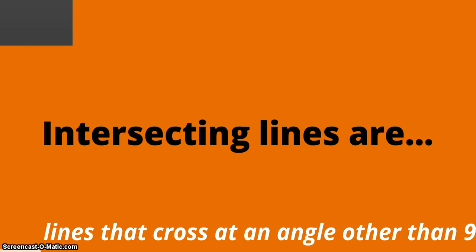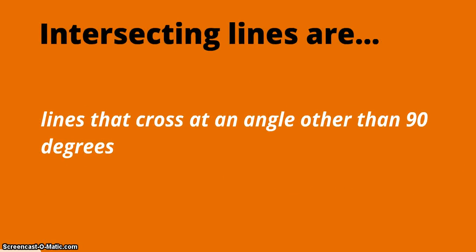Okay, intersecting lines. This is a definition as well. You need to make sure you record it. Intersecting lines are lines that cross at an angle other than 90 degrees.